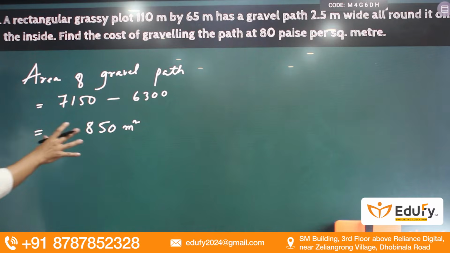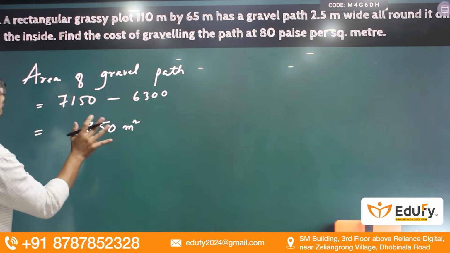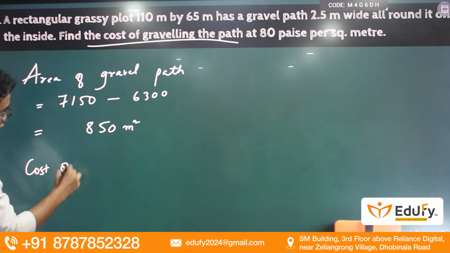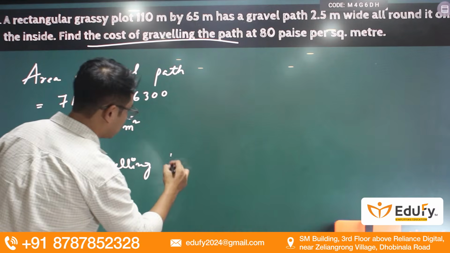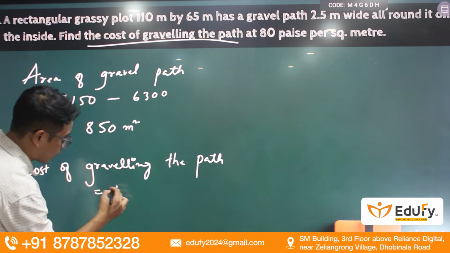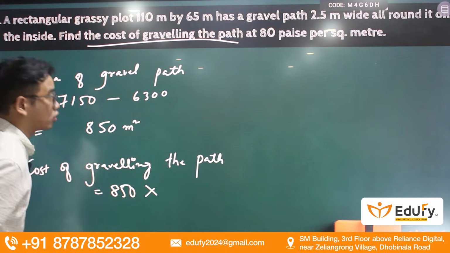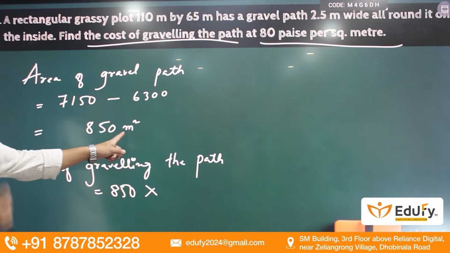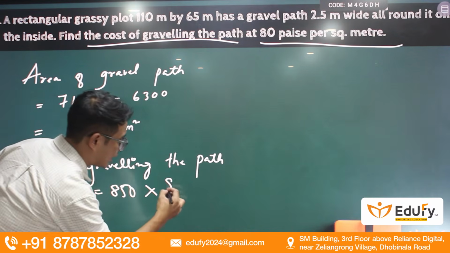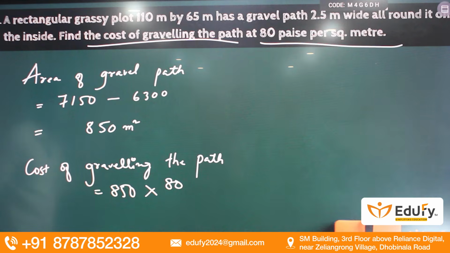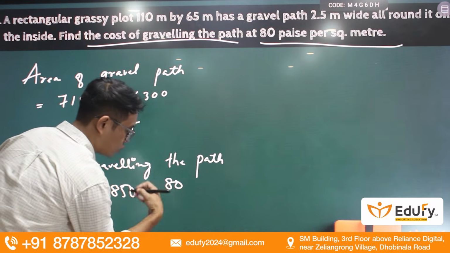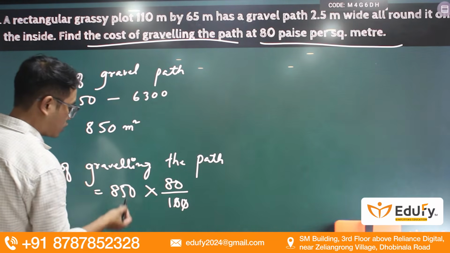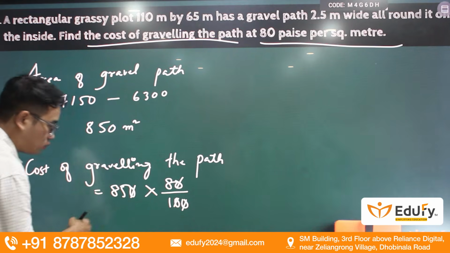Now I have to know how much the cost of this gravel will be, the cost of graveling the path. The cost would be equal to the total area, which is 850, multiplied by the cost, 80 paise per square meter. My answer was in meter square only. So now I have to multiply this by 80, but we will find the answer in rupees, so I convert paise into rupees by dividing by 100. Then you can see the zeros cancelled here, and I just have to multiply this one.